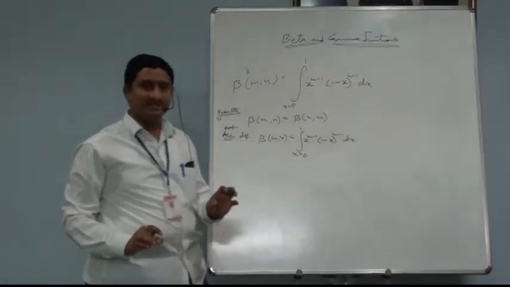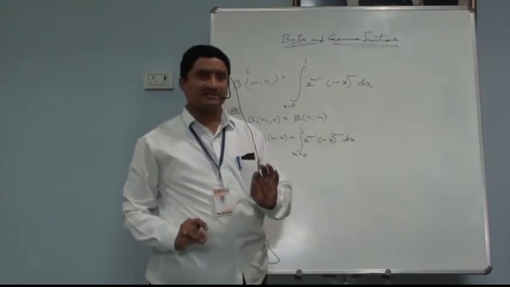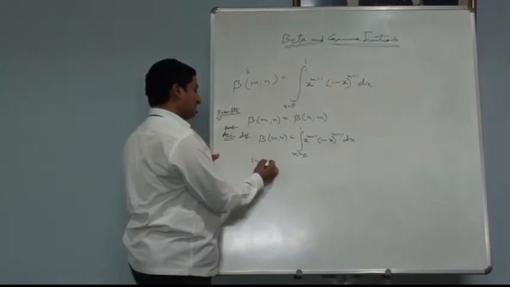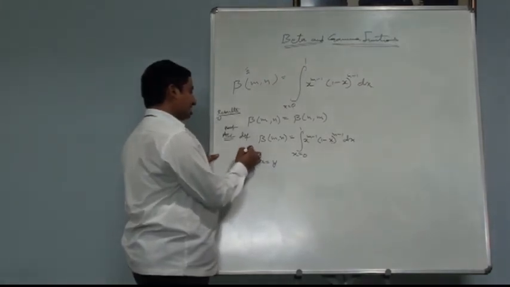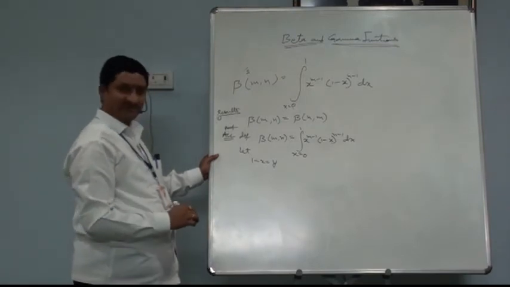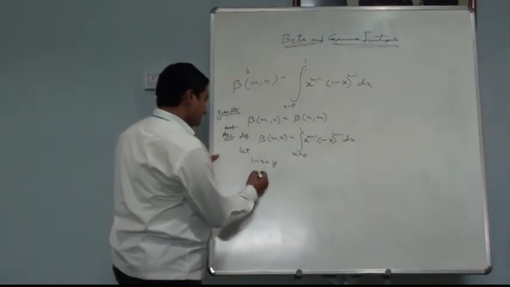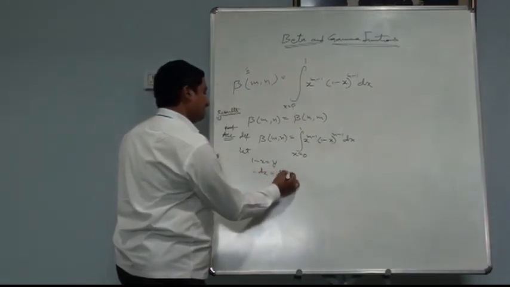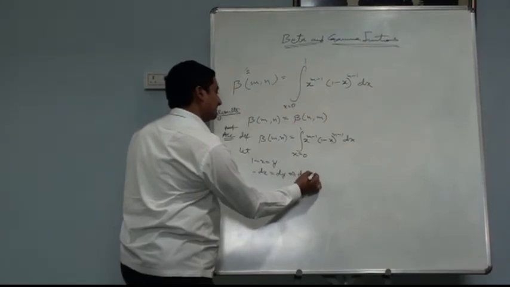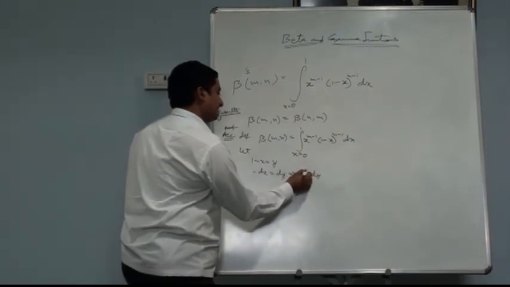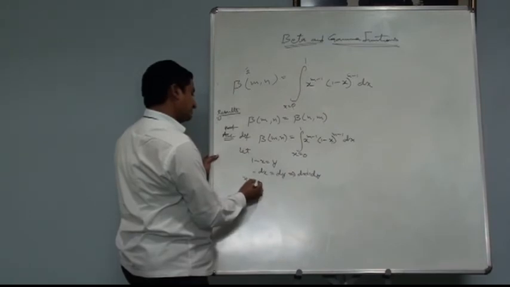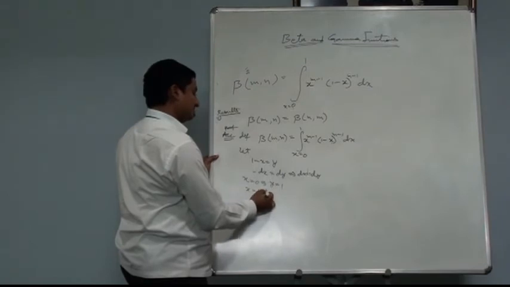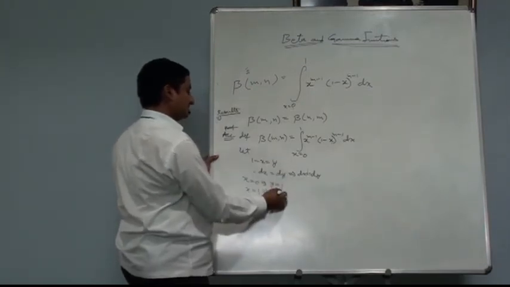Now we have seen definite integration by the substitution method. Let us substitute y in place of 1 minus x. Put 1 minus x is equal to y. If you take the derivative on both sides, minus dx is equal to dy, which implies dx is equal to minus dy. Similarly, when x is equal to 0, y is equal to 1, and when x is equal to 1, y is equal to 1 minus 1, which is nothing but 0.